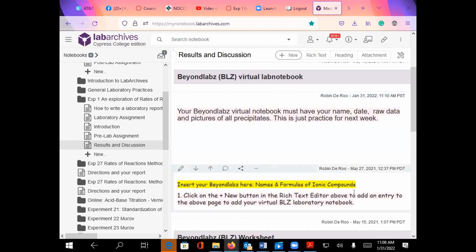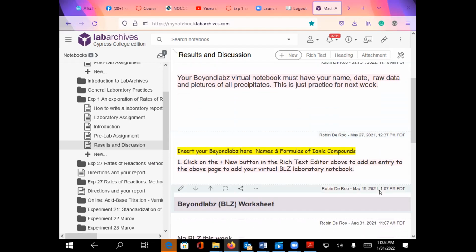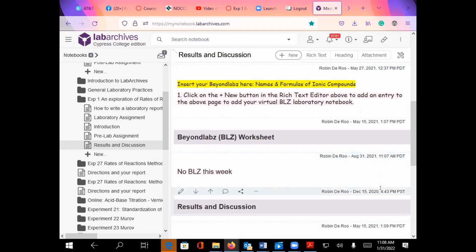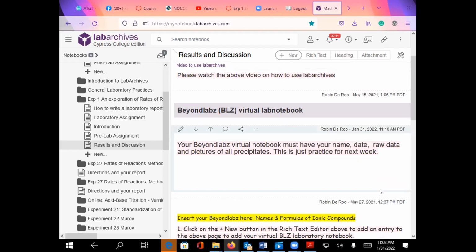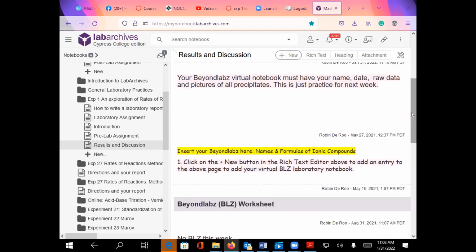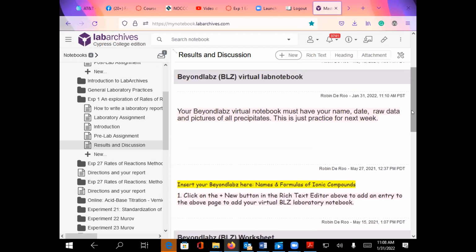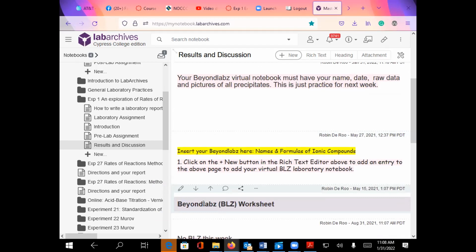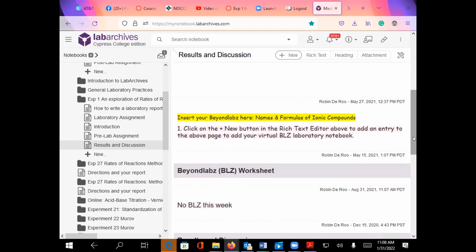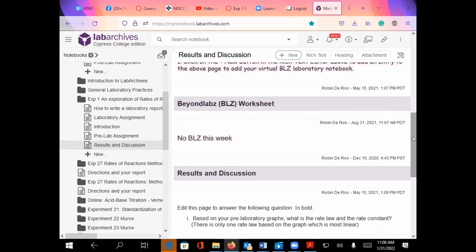So we want to practice, like this is how you would do it. There isn't any this week, but you would put it in your lab archives. This is just practice. When we go to the other experiments, you'll see that there's a place for you to put your Beyond Labs in the lab archives, but not for this week because we're just practicing.